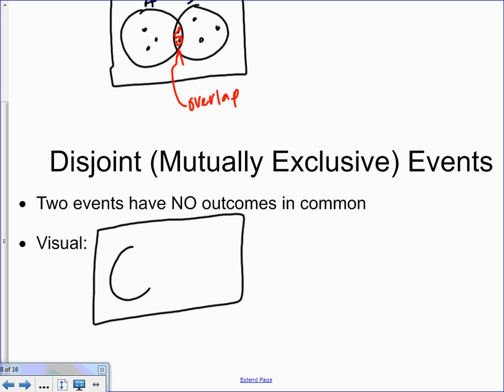Perhaps I could make a new Venn diagram to show a disjoint or something called mutually exclusive. I would have event A with some outcome, and event B with its own outcome, and there would be no overlap. So, kind of stealing from my last example, maybe now I'm splitting people into females and males. You belong in one category, but not really both categories.